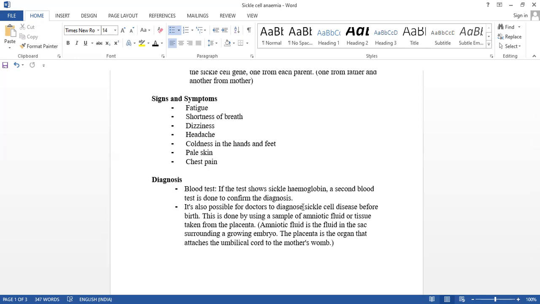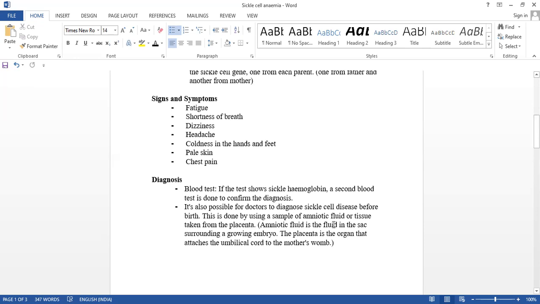Okay, it is also possible for the doctor to diagnose the sickle cell disease before the birth. See, because this is a hereditary disease, transmitted from parents to the offspring, so before the birth of that baby, the doctor can diagnose. Okay, how they will diagnose? By checking the amniotic fluid.